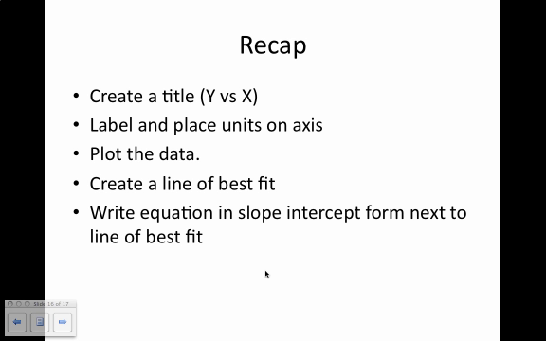So to finish this video, let's have a quick recap. Create a title in y versus x form, label and place units on the appropriate axes, plot the data, create a line of best fit, and then write an equation in slope-intercept form next to the line of best fit.